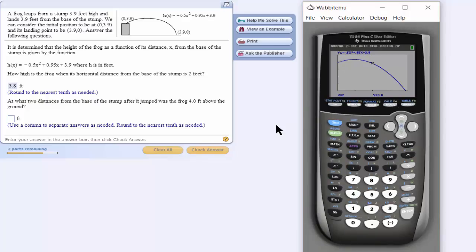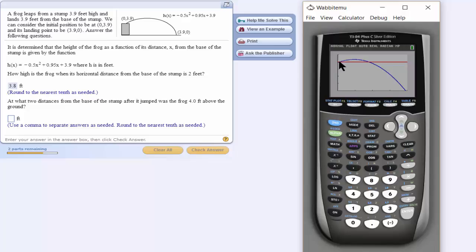All right. At what 2 distances from the base of the stump after it jumped was the frog 4 feet above the ground? This is the more interesting problem. I'm going to go to Y2 and I'm going to enter 4 for Y2. And now this is what I have. Now, the frog, right after it jumps, is going to be 4 feet above the ground there. And it keeps going up, starts going down, and it once again is 4 feet above the ground. What we have to do is find both of the x coordinates, which are the distance from the base, that this 4 feet height occurs at.